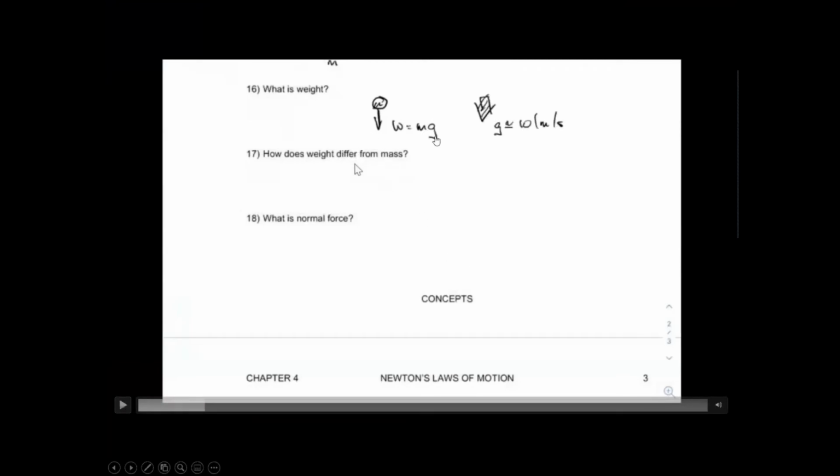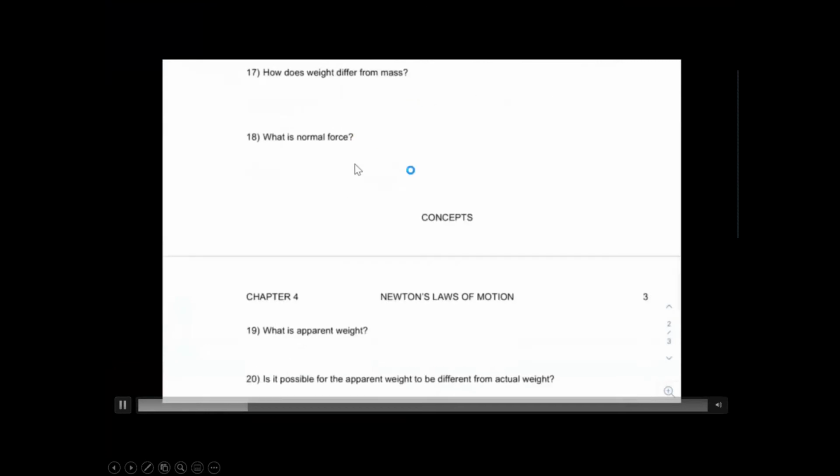So let's do a quick review. Weight is the force of gravity acting on it, the measure of the force of gravity. So it's going to be your mass times the acceleration due to gravity, which is roughly about 10. Your weight is going to differ from your mass. How? Mass is your measure of inertia, and weight is the force of gravity acting on it.